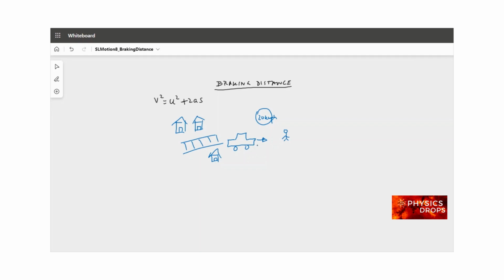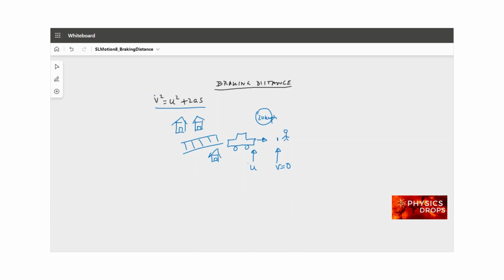So what is our objective? We see the car at this instant. At this instant, let's say it's moving at velocity u, which is the initial velocity, and we want the car to stop at this point before the pedestrian's location, which is the final velocity, and it has to stop. So final velocity is 0 meters per second, initial velocity is u.